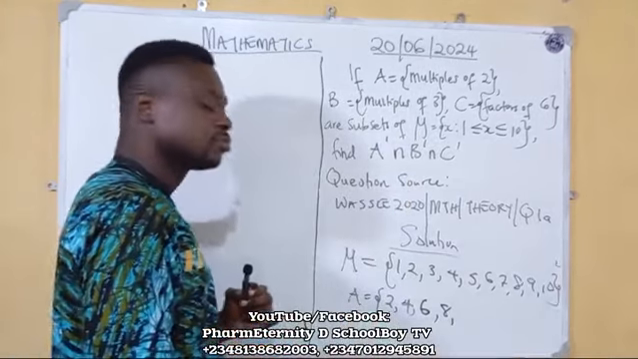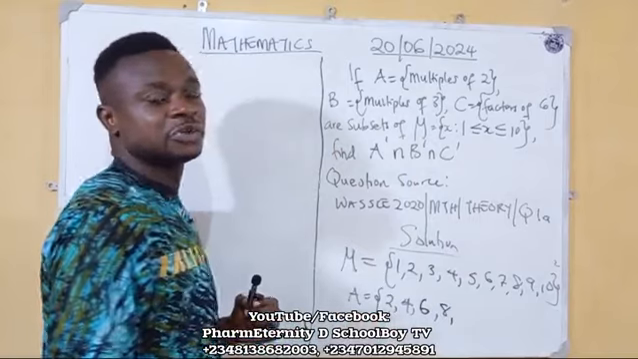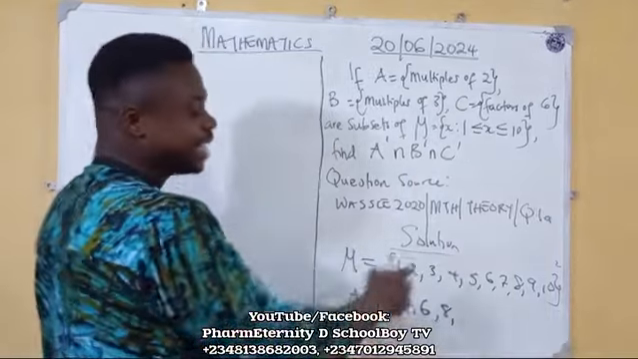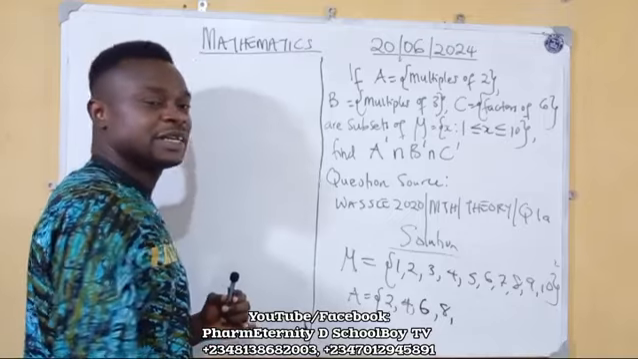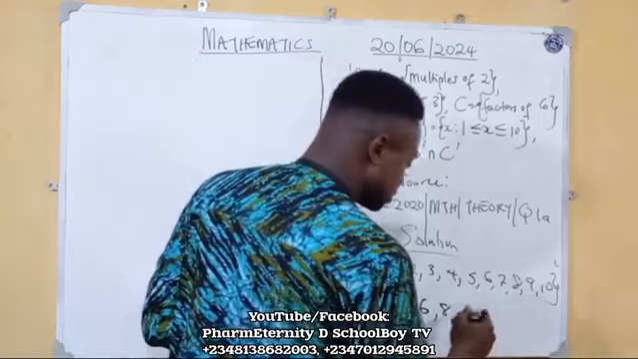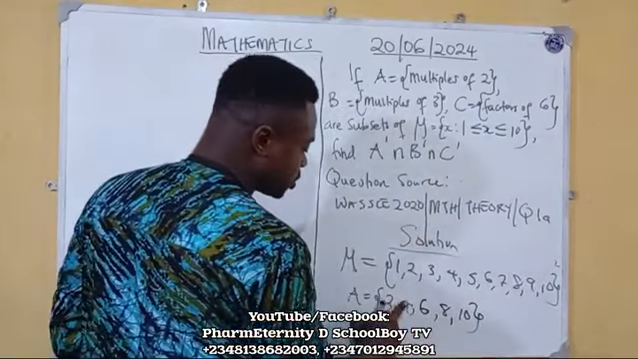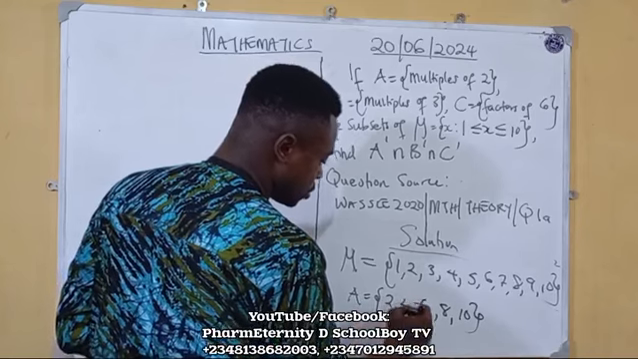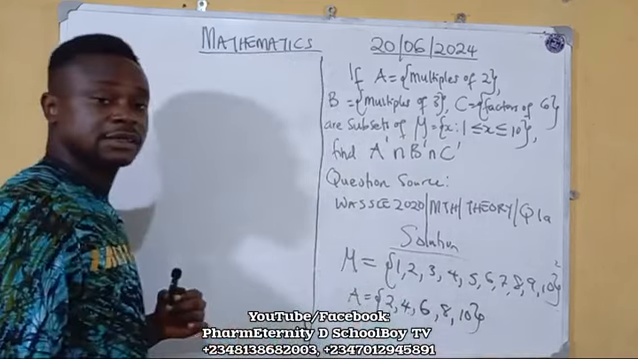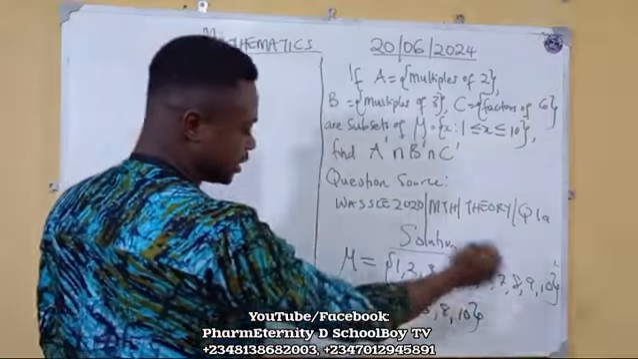9 divided by 2, you have a remainder. So 9 is not a multiple of 2. 10 divided by 2 is 5 remainder 0. So 10 is a multiple of 2. So these are the multiples of 2 from this universal set: 2, 4, 6, 8, 10.